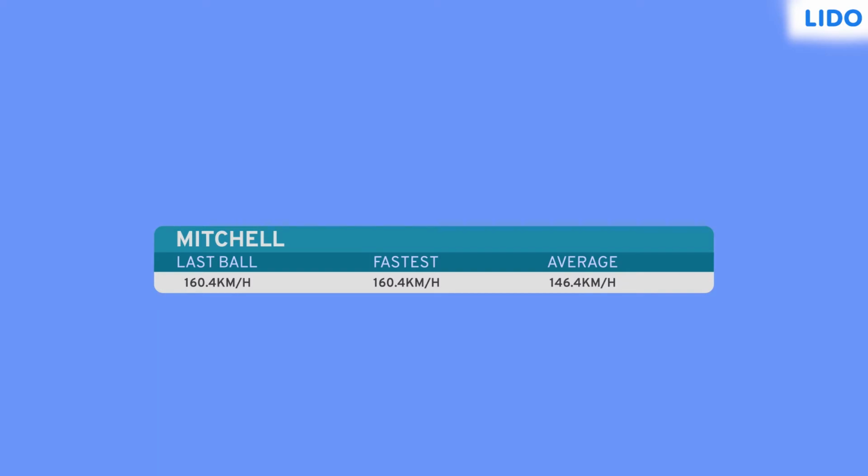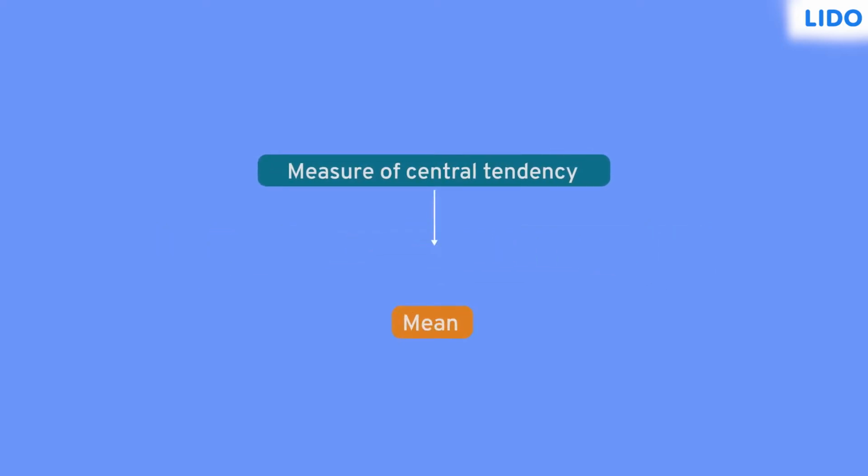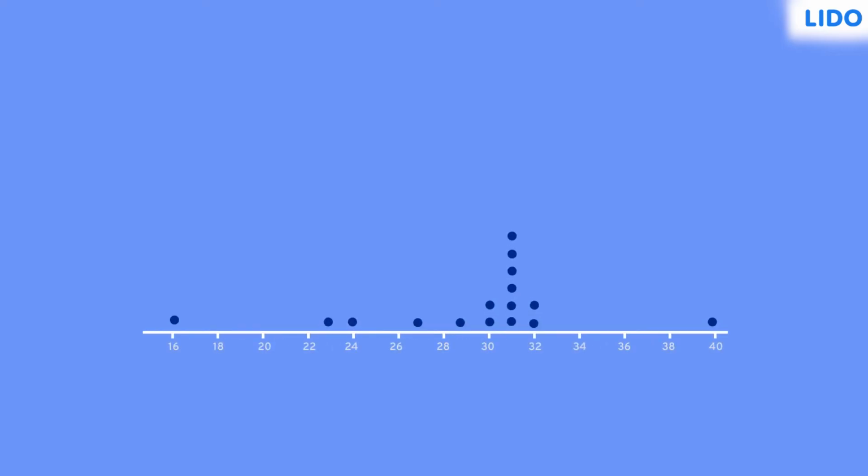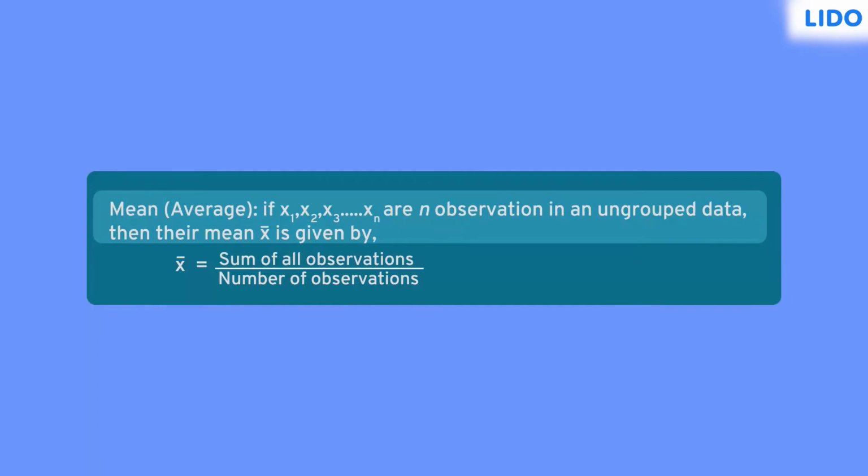146.4 km per hour. The average bowling speed, or the average of anything, is a central tendency, also called the mean in statistical terms. Let us have a detailed look. Mean is a measure of central tendency. A measure of central tendency is a summary statistic that represents the center point or typical value of a dataset. Let us learn how to calculate mean.